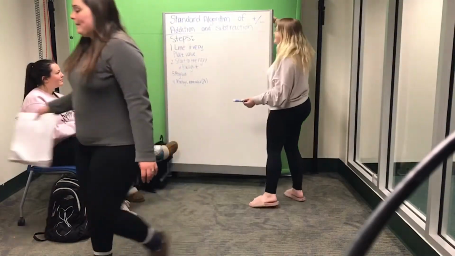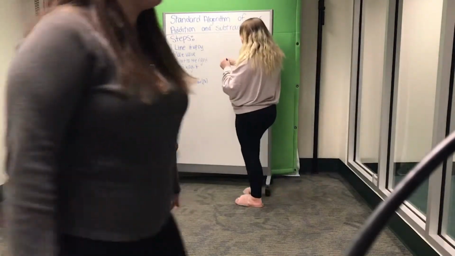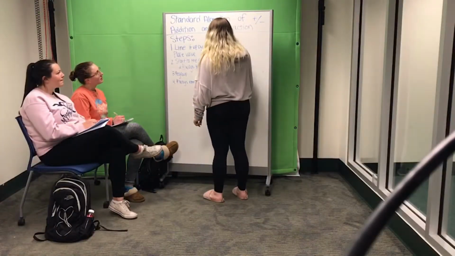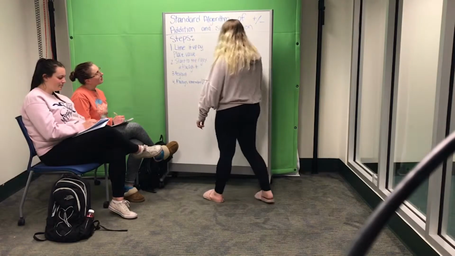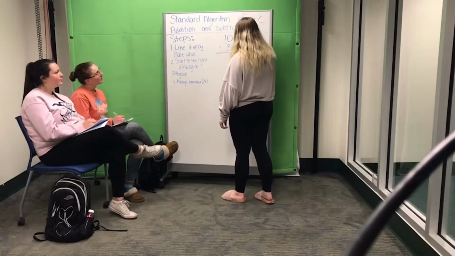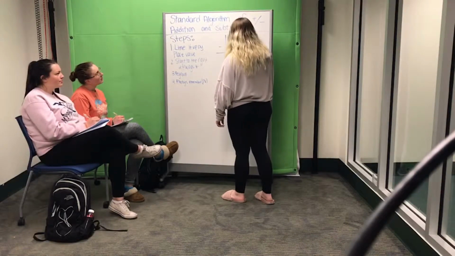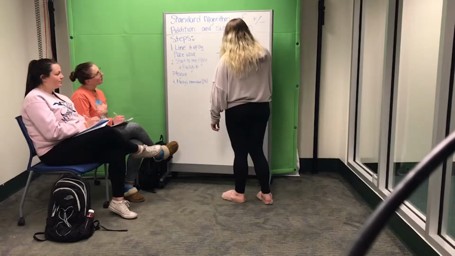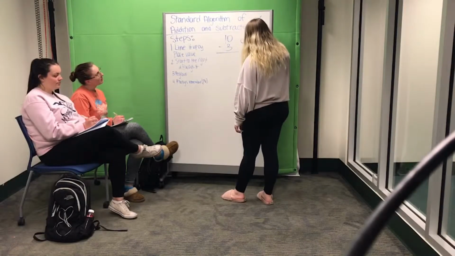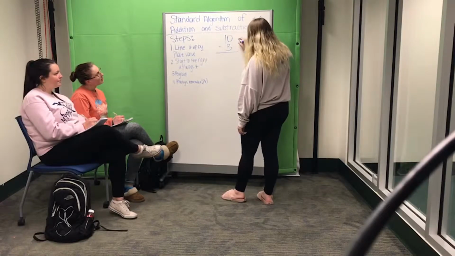All right. So I'm going to do a little picture for subtraction. I'm going to do 10 minus 3, and it's already lined up the correct way. So I'm going to draw 10 lines. Actually, I lied. I'm going to do 10 circles. 1, 2, 3, 4, 5, 6, 7, 8, 9, 10.